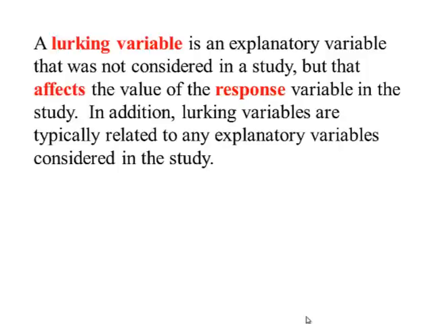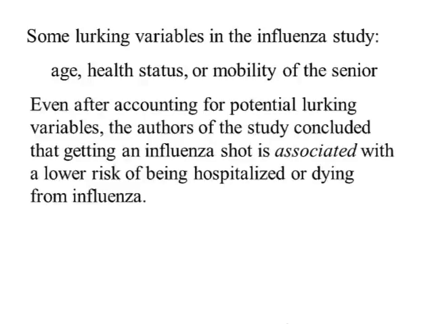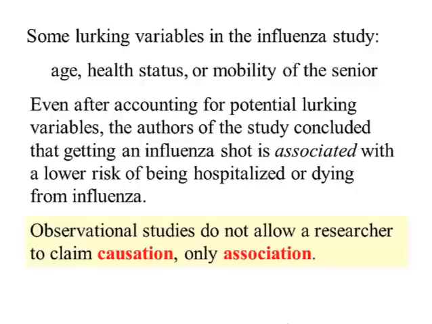What are some lurking variables in the flu study? The age, health status, whether the senior can get around, the economic status of the senior. There are plenty of lurking variables in this observational study. Even after accounting for potential lurking variables, the authors of this study concluded that getting a flu shot is associated with a lower risk of being hospitalized or dying from the flu. The key word is associated. Observational studies do not allow the researcher to claim causation, only association. So we can't say that there's a cause and effect. We can only say that there's an association.